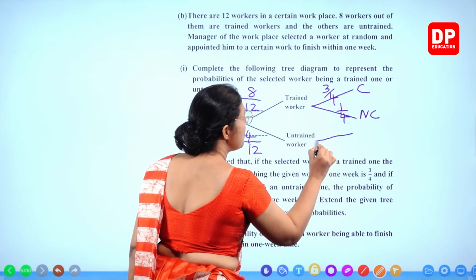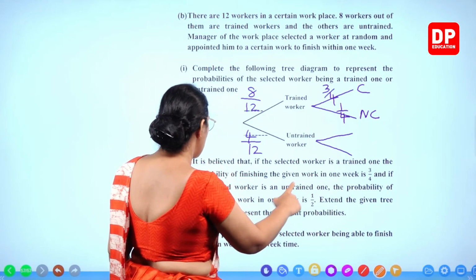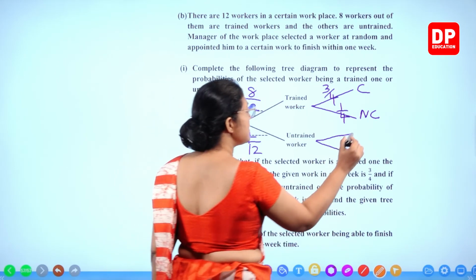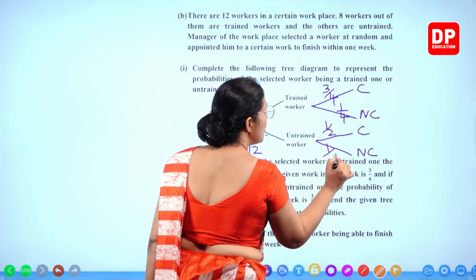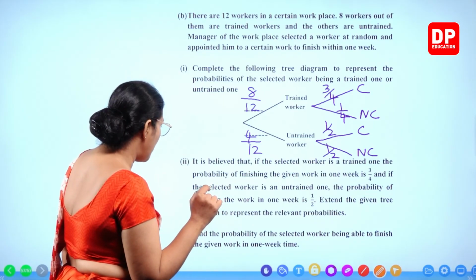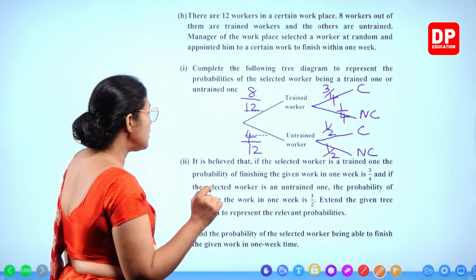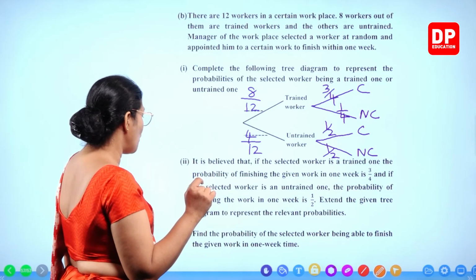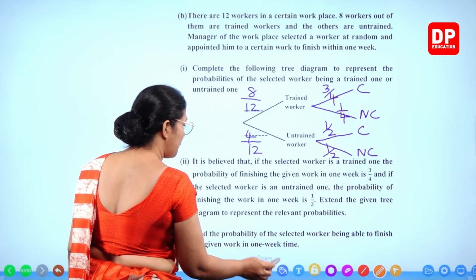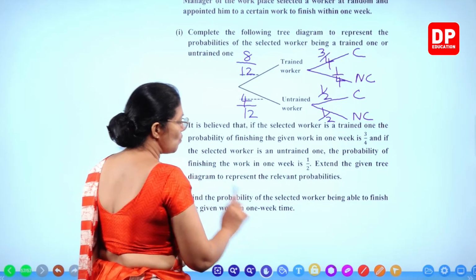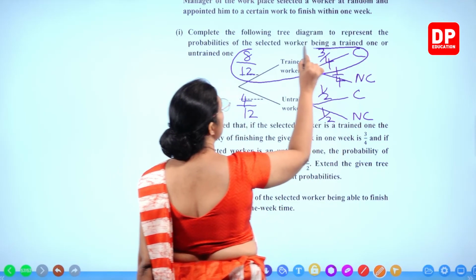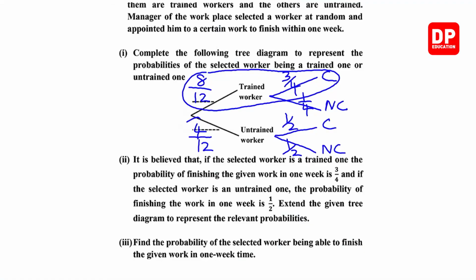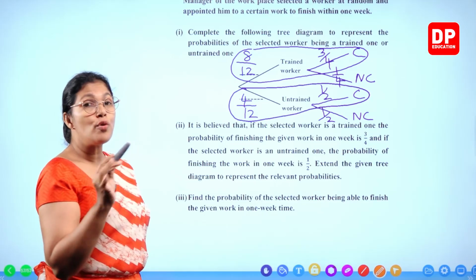So what about the other branch? If it's untrained worker, completing the work within 1 week is half. And not completing also half. So that's the extended tree diagram. And then they ask, find the probability of selected worker being able to finish the given work in 1 week time. So there are 2 possibilities. What are the 2 possibilities? Trained worker completing the task within 1 week, or untrained worker completing the task within 1 week. So there are 2 possibilities.